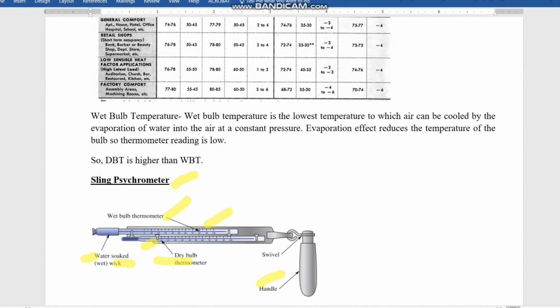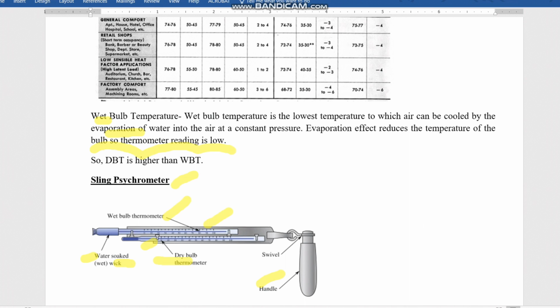So that is the reason the wet bulb temperature is the lowest temperature to which air can be cooled by the evaporation of water into the air at a constant pressure. Okay, so the evaporation effect reduces the temperature of the bulb, so the thermometer reading is low.